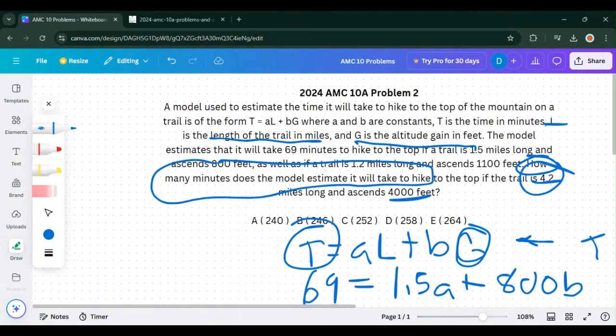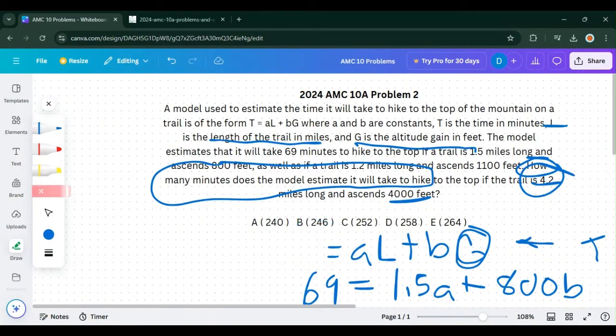So the answer is, hold on, let me erase this. So the answer is B.